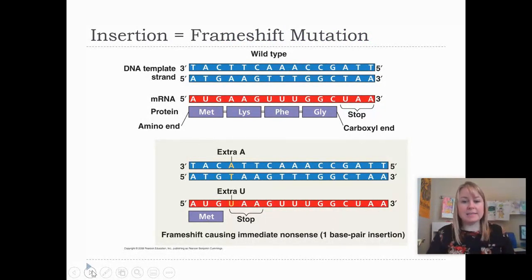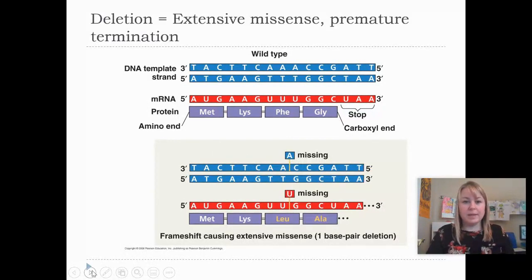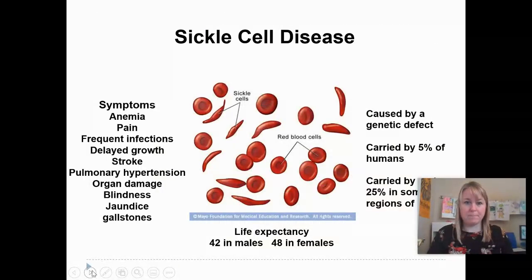Frame shifts, again, adding something. So notice the picture at the bottom, we have a little bit of a longer strand because we added an extra A, and that corresponded to an extra U when it came down to reading, which accidentally coded for a stop or any other sequence of amino acids. Either way, it's not going to be the right order. Deletion, same thing. You're going to mess them all up. We're going to remove an A somewhere downstream. We start with methionine. We get our lysine in place, but instead of phenylalanine, we bring in a leucine, and everything else is messed up.